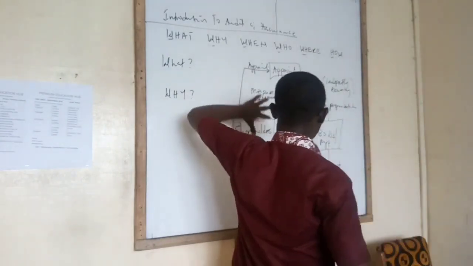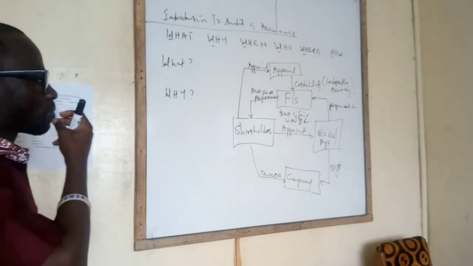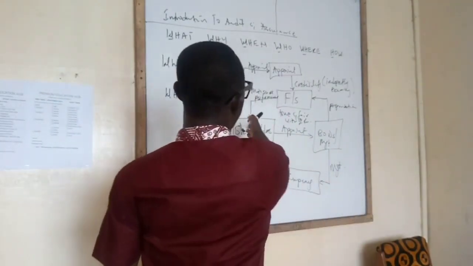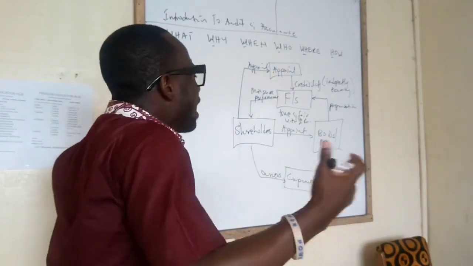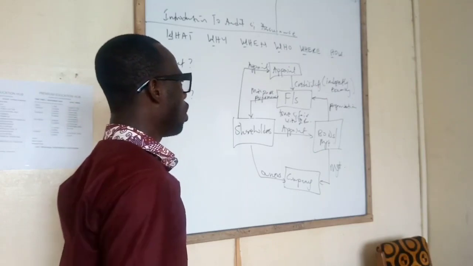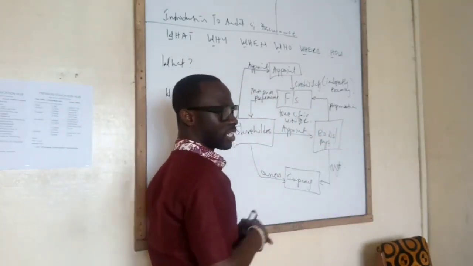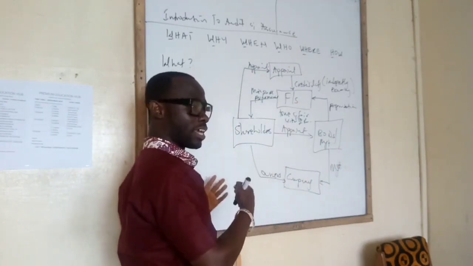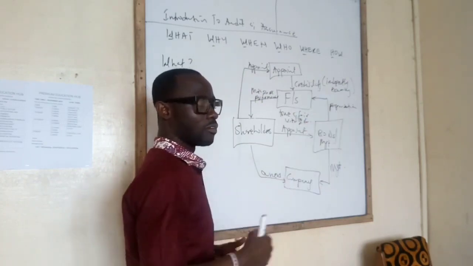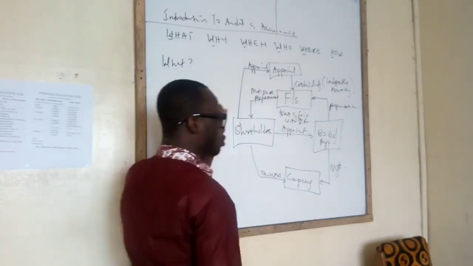So this diagram here actually represents everything. However, it is not only shareholders that can appoint auditors. There are various other people that can appoint auditors. Management can appoint auditors. Regulatory bodies can appoint auditors, as we saw in the banking sector last year, with Bank of Ghana appointing auditors for some of the financial institutions.